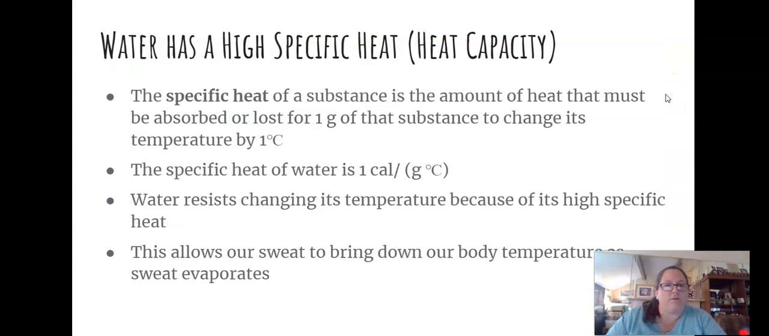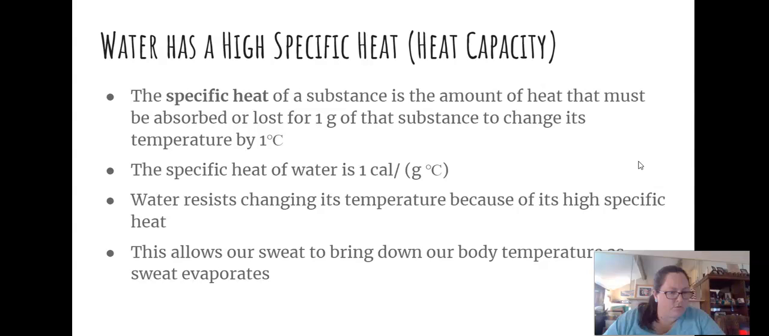All right, so water is really cool in helping to regulate temperature. Water has a high specific heat, and specific heat is sometimes referred to as heat capacity, and it's the amount of energy required to raise the temperature of 1 gram of the substance 1 degree Celsius. So water has a relatively high specific heat. That is 1 calorie per gram degree Celsius.